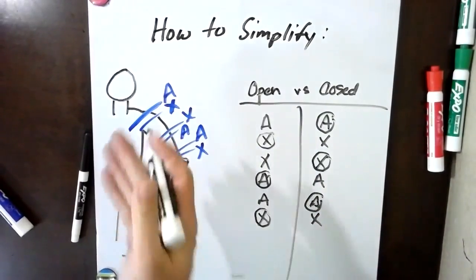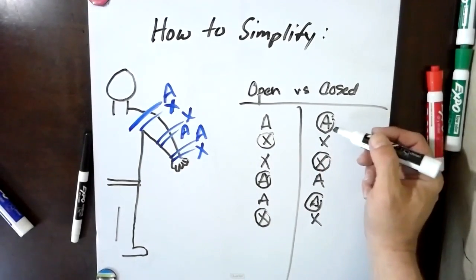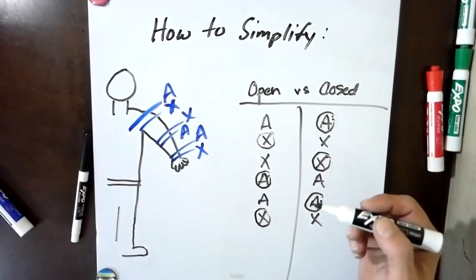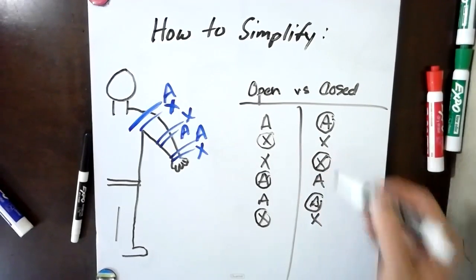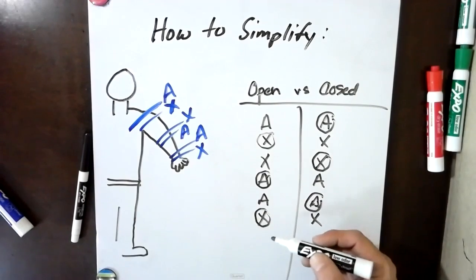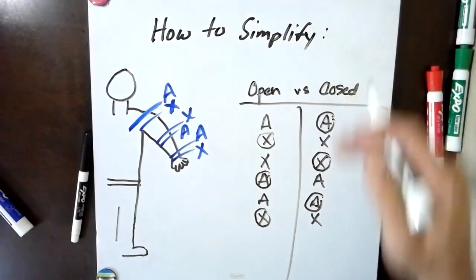So here you go. Shoulder and hip: open chain, convex; closed chain, concave. Elbow and knee: open chain, concave; closed chain, convex. Wrist and ankle: open chain, convex; closed chain, concave rule. That's how you do it.